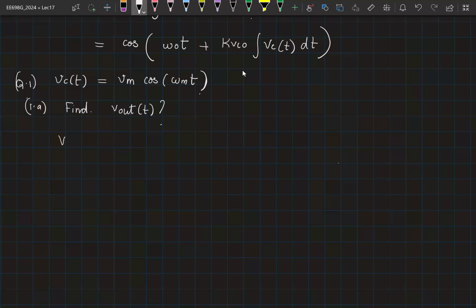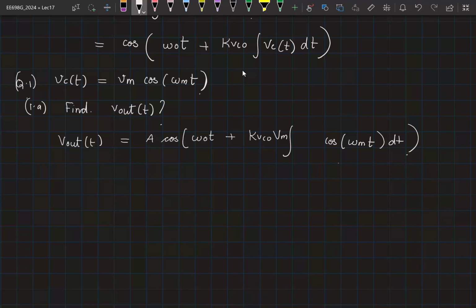So you should have gotten the expression V out of t equal to A into cos of omega naught t plus kVCO into integral of Vc of t, which becomes Vm into cos of omega mt dt. Right? So Vm is a constant, it comes out of the integral. Then you are integrating cos of omega mt, so that gives you sine of omega mt divided by omega m.